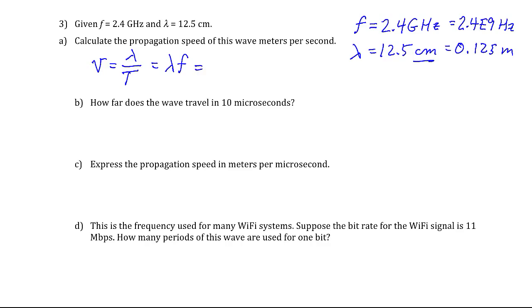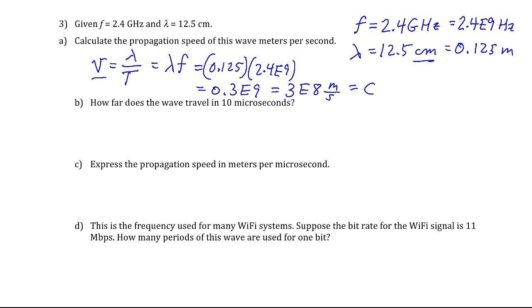And lambda times f here is 0.125 times 2.4 times 10 to the 9th. And when I multiply, 0.125 is 1/8. 1/8 of 24 is 3, so 1/8 of 2.4 is 0.3. 0.3 times 10 to the 9th. And we can write this as 3 times 10 to the 8th. And it's meters per second, which is a velocity, which is in fact equal to the speed of light.